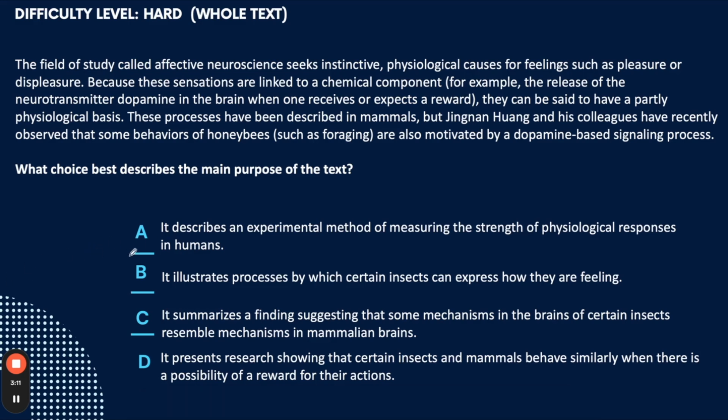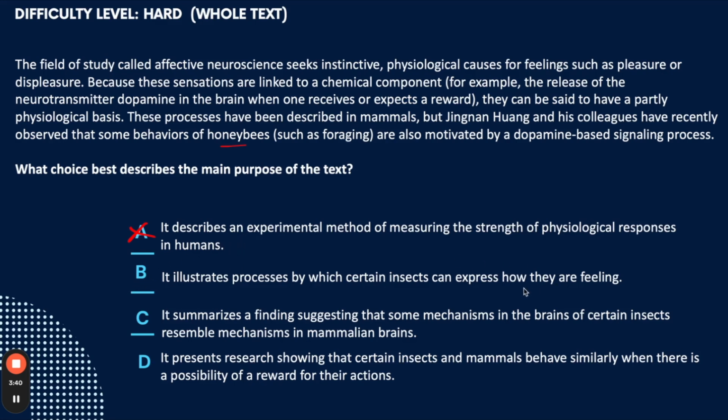It describes an experimental method of measuring the strength of physiological responses in humans. Now, the text is not focused on experimental methods or on human-specific psychological responses. It discusses broader findings about dopamine's role in behavior in both humans and insects. That is how honeybees came into the picture. So, A is incorrect because humans are not the focus. There is something else also that's been talked about.